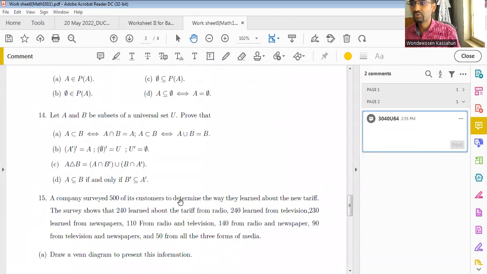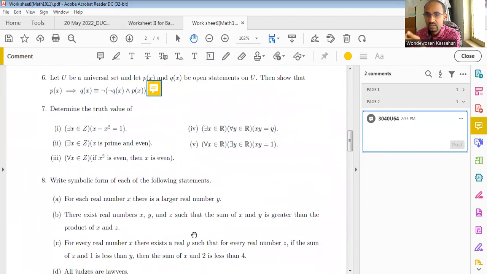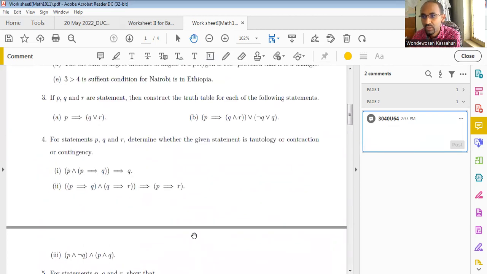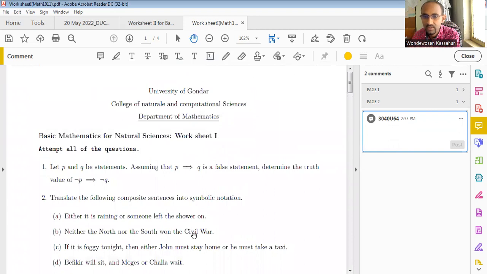So I have tried to show you some of the questions in the worksheet. I just tried to give you a brief idea. So you have to take note and practice explaining or justifying some of these questions.